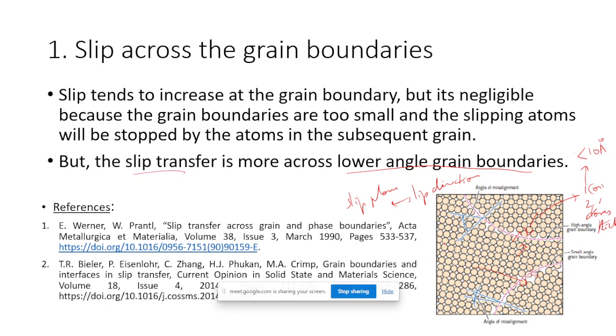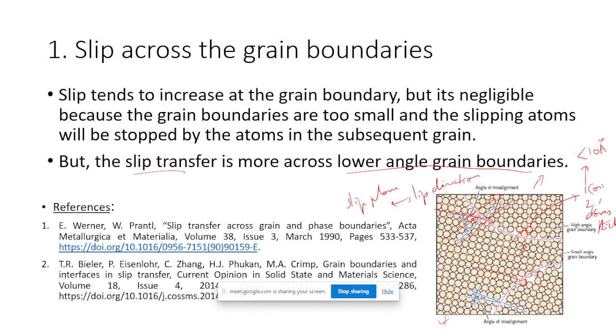So if you look here, between these two grains, the angle of misalignment is very, very high. So when we apply stress, these set of atoms will go and collide with this set of atoms, since the direction of travel will be like this, whereas for these atoms the direction of travel will be in this direction. So there will be a collision, and that collision will restrict further slip.